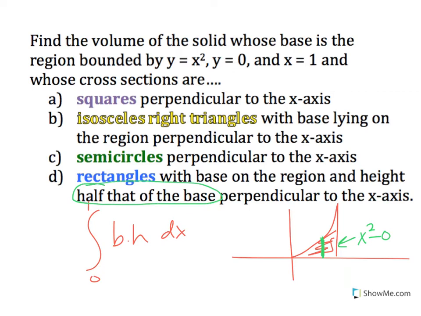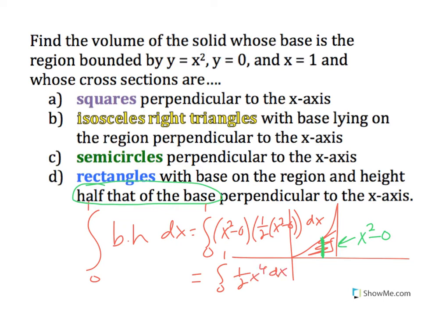And it says the height is half of that of the base. And so if I set it up, it's going to be 0 to 1. The base ends up being x squared minus 0. And the height ends up being half of that, or half of just x squared. And so if you fully simplified this, it'd be 0 to 1 of, looks like 1/2 x to the 4th. And then after that, I would factor out a 1/2 and just deal with a reverse power rule of x to the 4th. But this is the setup for if it was a rectangle.